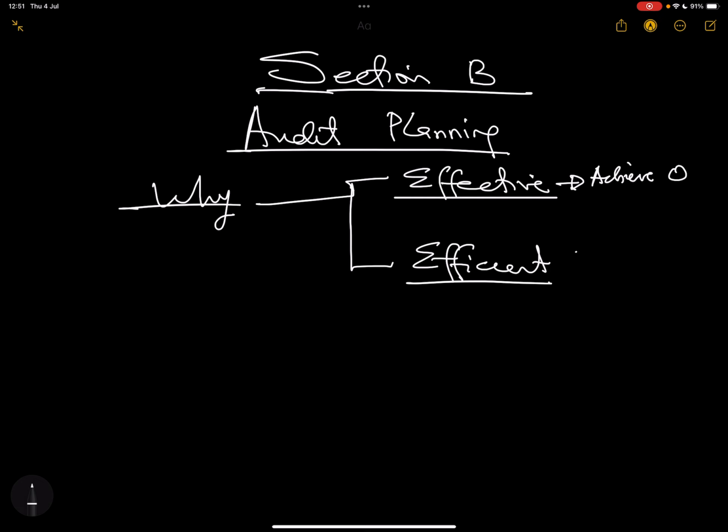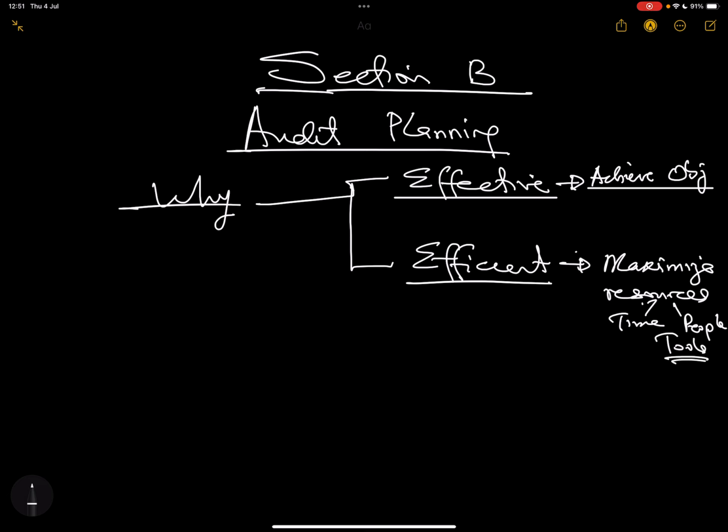And what is our objective? To issue the right opinion, which is the audit report about the affairs of the company. And what is efficiency? Efficiency is making sure that we maximize resources. So we don't waste resources. We don't use too little and we don't use too much. And when you're talking about resources, we're talking about time, people, and tools. All of that are your resources.